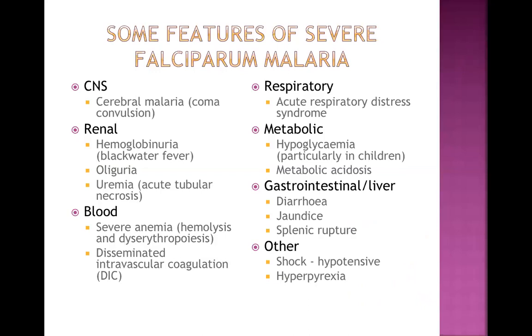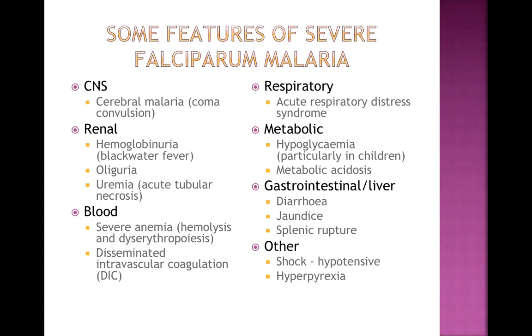Now, see here, these are some of the features of severe falciparum malaria. In the first part of the malaria discussion, I already talked about this. This is just a repetition of the same slide. In the central nervous system complications, there is cerebral malaria. Very important complication of falciparum malaria. In renal problems, we have black water fever. This is just another name for hemoglobinuria, oliguria or renal failure, as well as acute tubular necrosis.